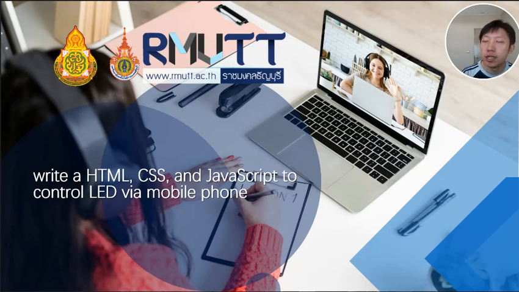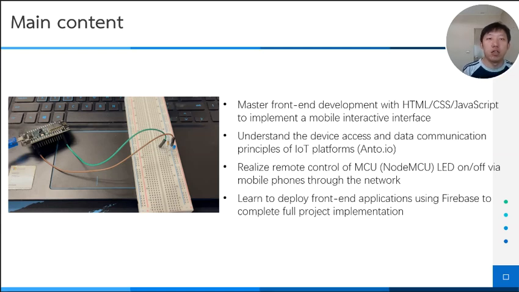Write HTML, CSS, and JavaScript to control an LED via mobile phone. The core objectives of this homework are fourfold. First, use HTML, CSS, and JavaScript to build a mobile-friendly interactive interface that can set control commands.